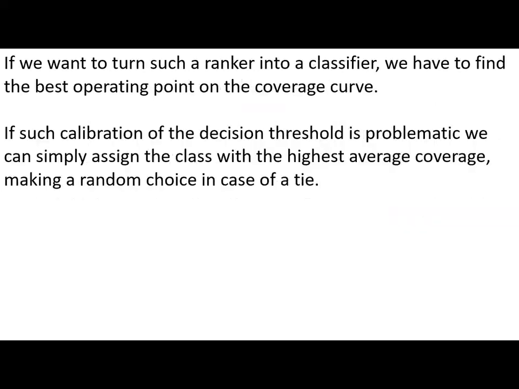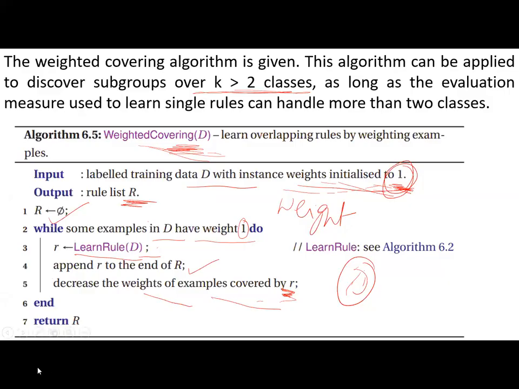So the learned rule is applied here. We get that rule, append it to the rule list, and decrease the weight of the examples covered by it. This process continues until all weights are no longer 1. This gives you weighted covering. This is called the weighted covering algorithm. Hope you understood, my dear friends. In the next class we will see the other things. Thank you.